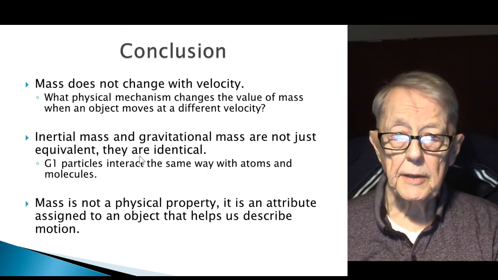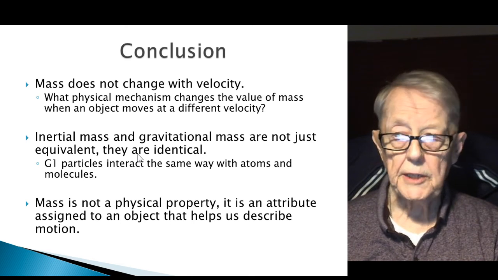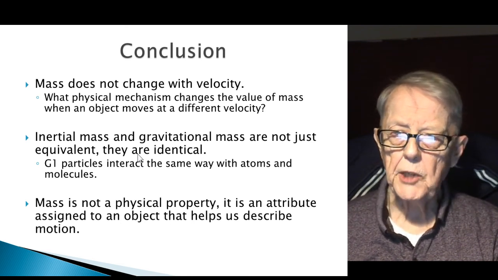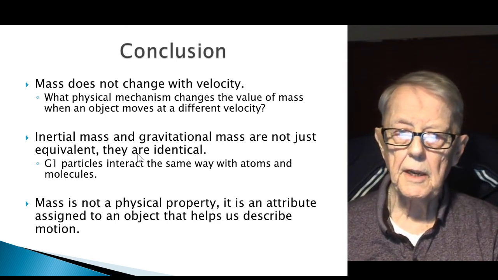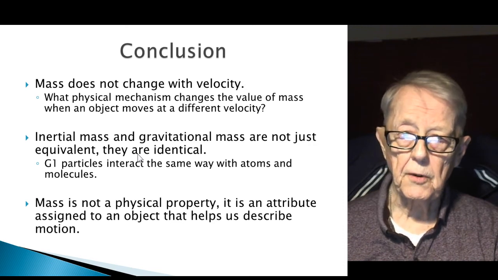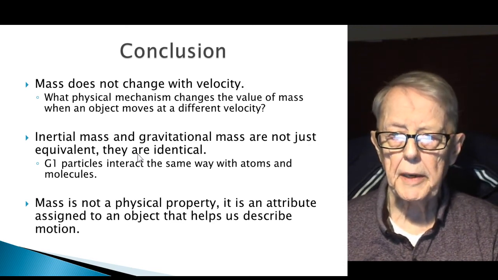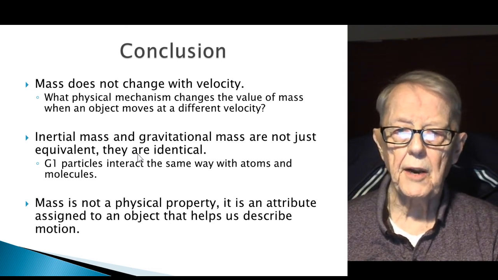So anyway, this is the conclusion. Mass does not change with velocity. What kind of physical mechanism changes the value of mass when an object moves at a different velocity? There is no explanation for why velocity changes mass. Inertial mass and gravitational mass are not just equivalent, they are identical.